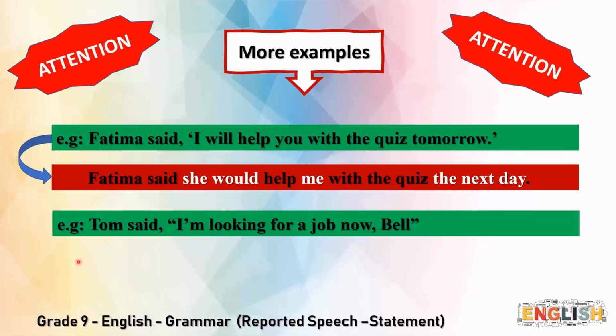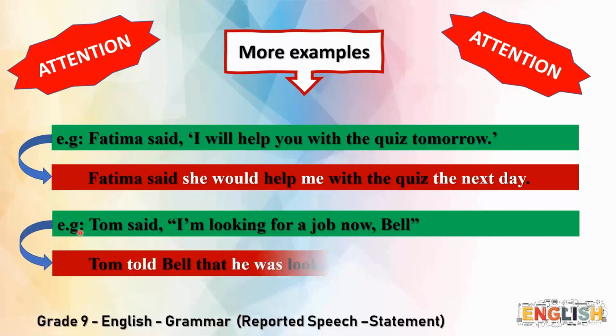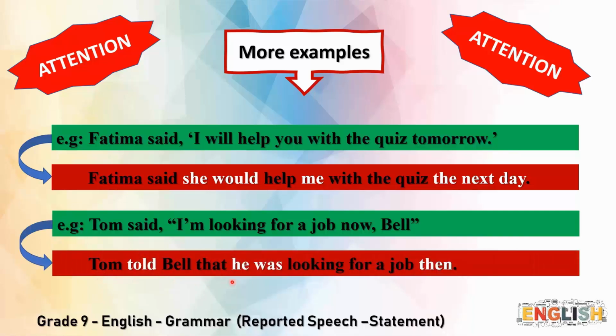Okay, and look at this sentence. Direct statement also. And it can be changed like this. Tom told Bill that he was looking for a job then. As you can see, said changed into told, as we have here a direct object, Bill. And we omitted the quotation marks and the comma. I changed into he. Am changed into was, the present into past. And now becomes then. And of course here we use that as an optional word.